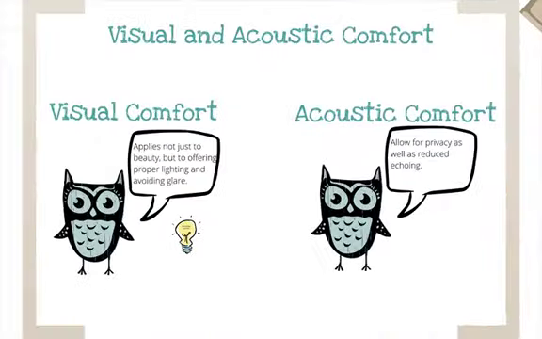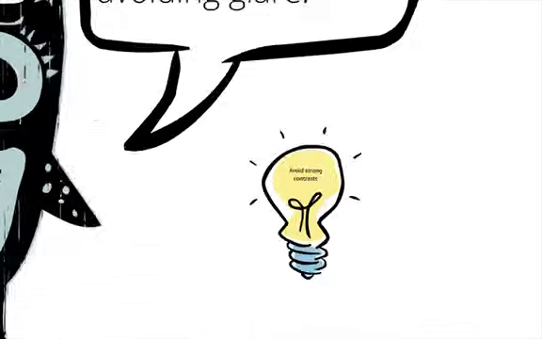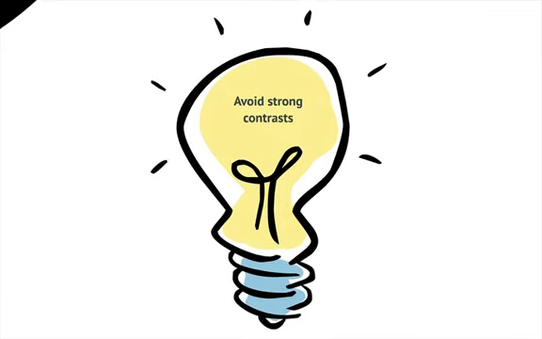Now, visual comfort applies not only to stunning views and beautiful interiors, but also providing adequate light and avoiding glare. Interior designers should avoid strong contrasts that make vision difficult or painful, like very bright objects against very dark backgrounds, or vice versa. Lighting levels and daylight contrast are important parts of interior design.